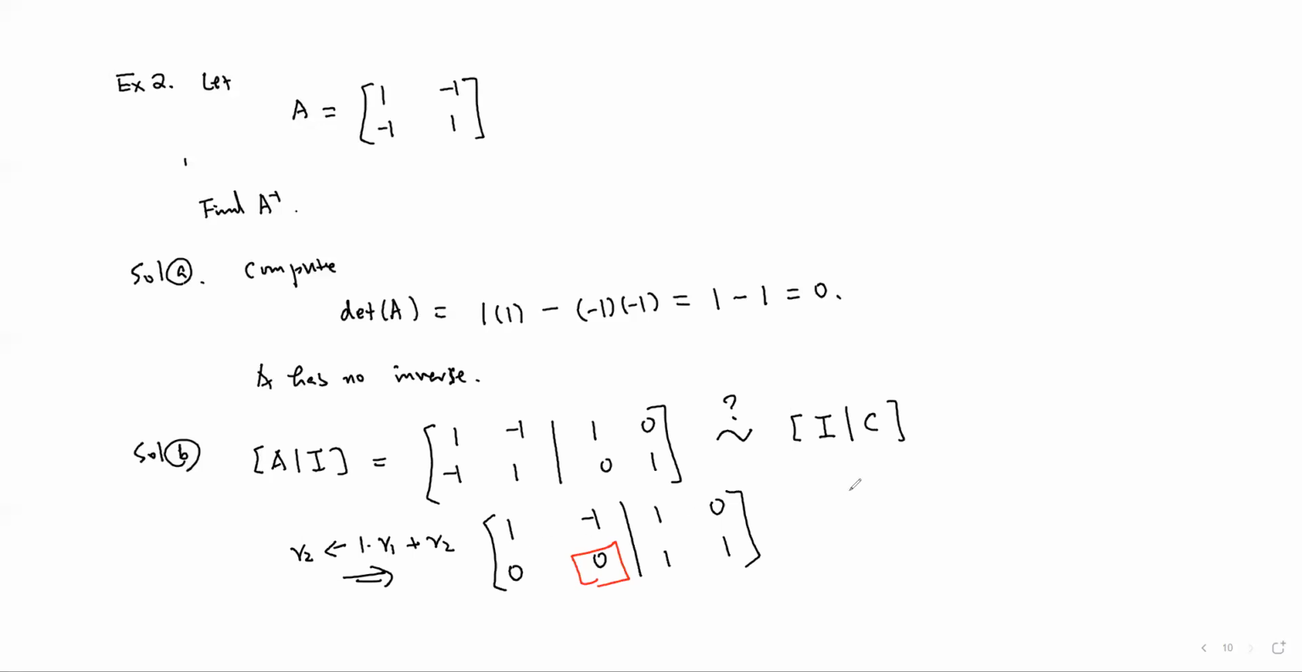Since A cannot be reduced to I, by the theorem, A has no inverse. Done. To this example, there are 2 solutions because the matrix is 2 by 2. This is topic 2. Okay, let me see. Topic 3.